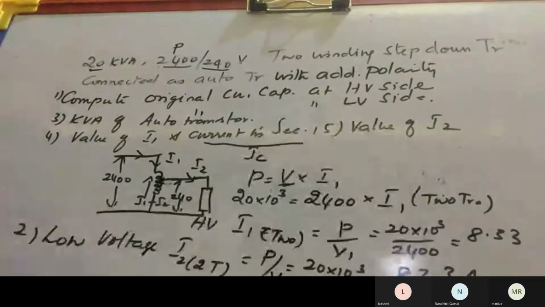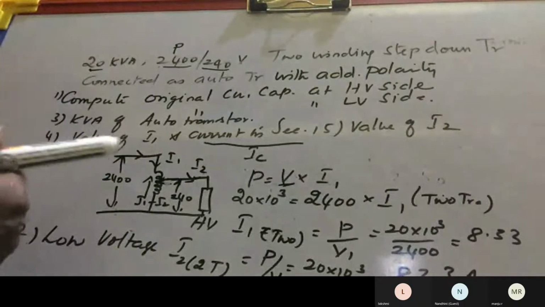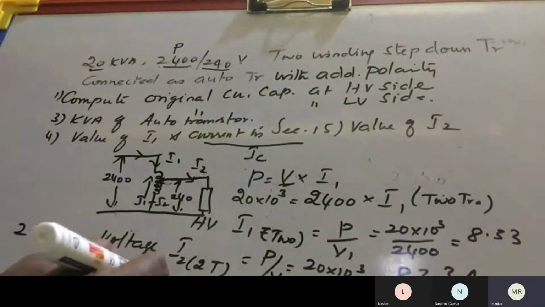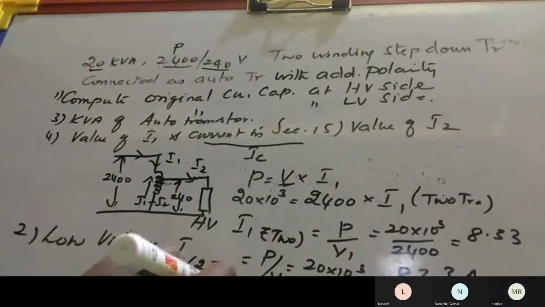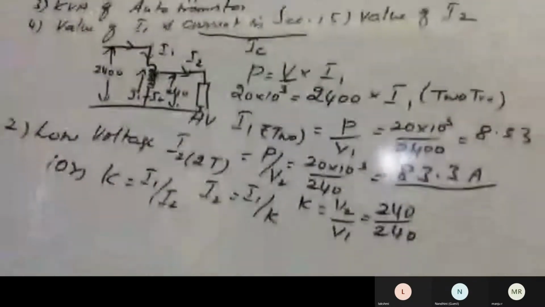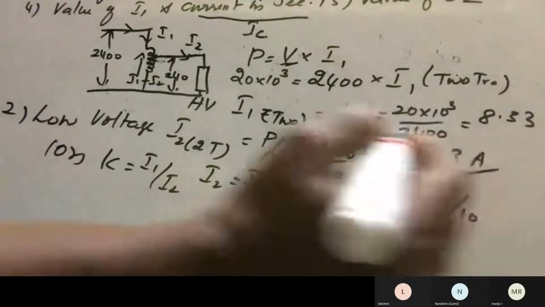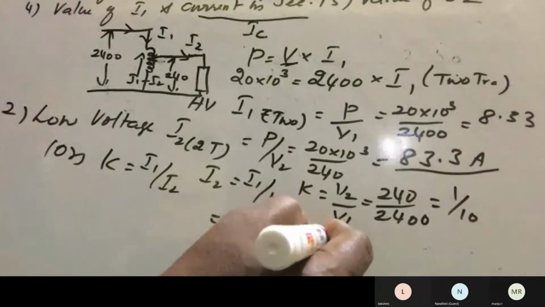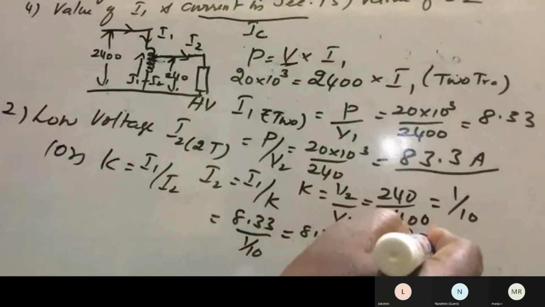I2 we can also calculate directly with the help of the other relation, the turns ratio relation. K is equal to I1 divided by I2, so I2 is equal to I1 divided by K. K is nothing but V2 by V1. V2 is 240, V1 is 2400, so K is 1 by 10. So I2 will be 8.33 divided by 1 by 10, or 8.33 into 10. So we get 83.3 amps.